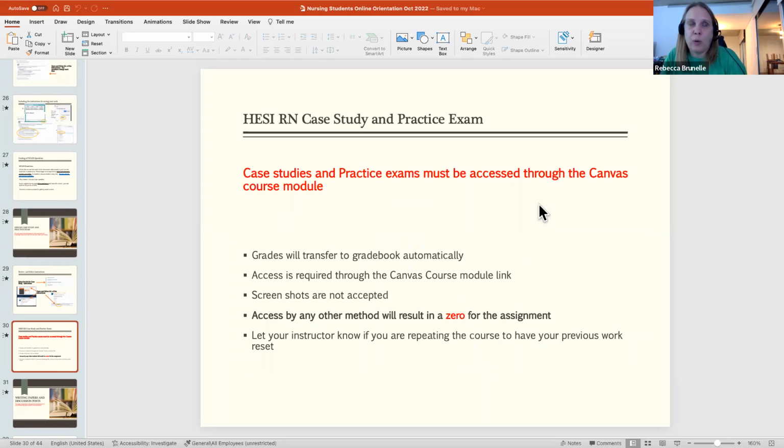If you ever have any problems, like if something is due and you're not able to open the case study or something like that, you need to let me know so that I can help you make sure that you have access to it. But that's the only method. You have to use the link that's in your Canvas shell. You can't do it any other way. So just let me know so that I can make sure that you have access to it.